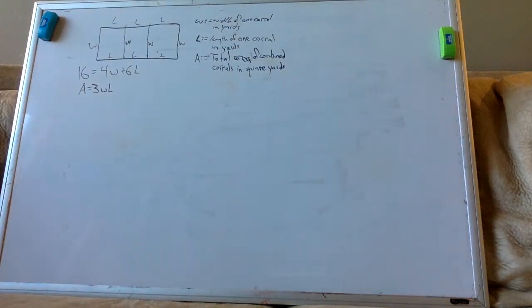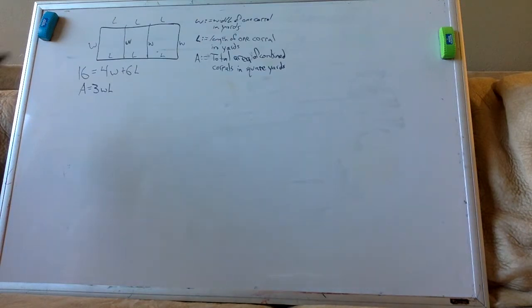All right, so for the algebraic bit of this, I've created some variables. W I'm defining as the width of one corral in yards. L I'm defining as the length of one corral in yards. And A I'm defining as the total area of the combined corrals in square yards.